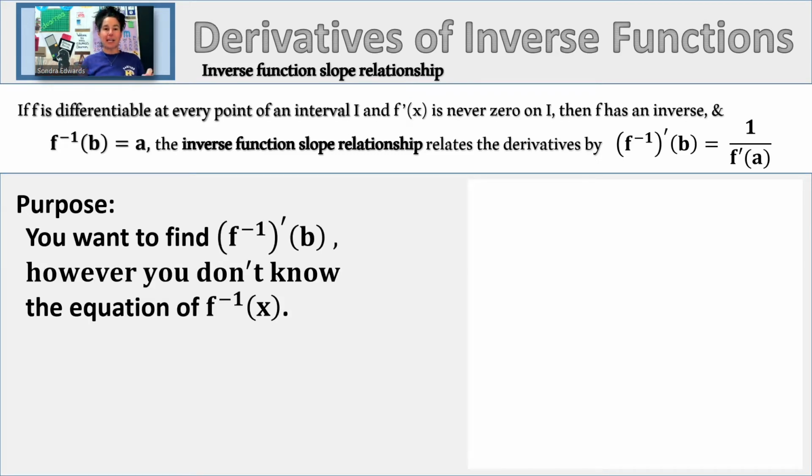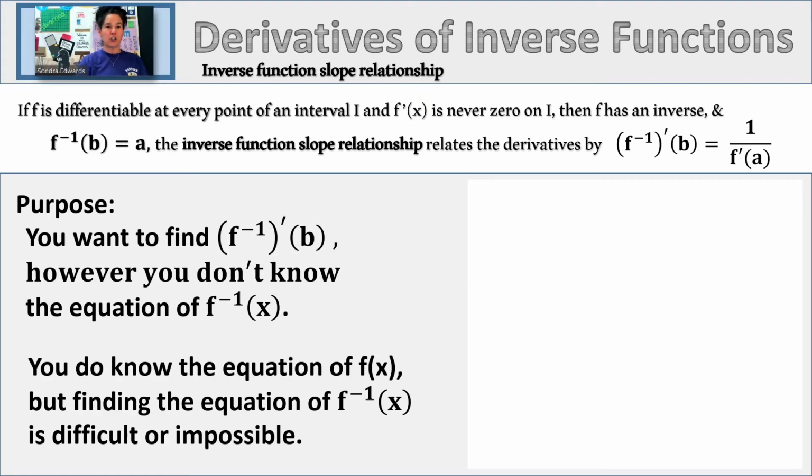So what ends up happening is ultimately you would like to find the derivative of some inverse function and evaluate it at an x value. The problem is you don't know the equation of the inverse function. If you did know the equation of the inverse function, well, then you could take its derivative and substitute in that x value. You might be thinking, well, I would just go ahead and find the inverse function. But you will know the equation of f of x, or at least some points on f of x, but you can't find the equation of its inverse.